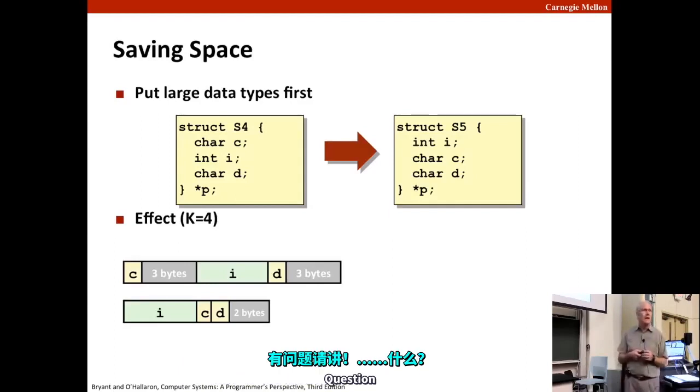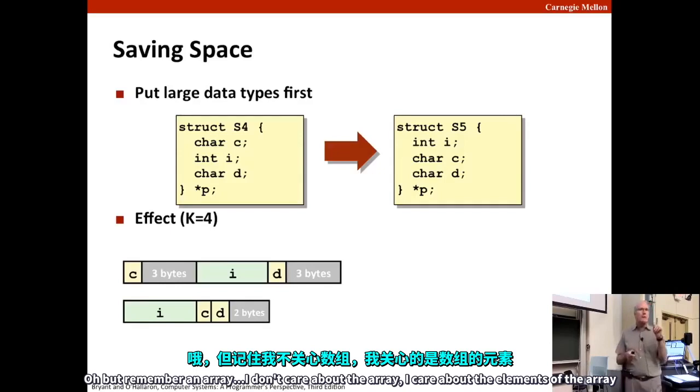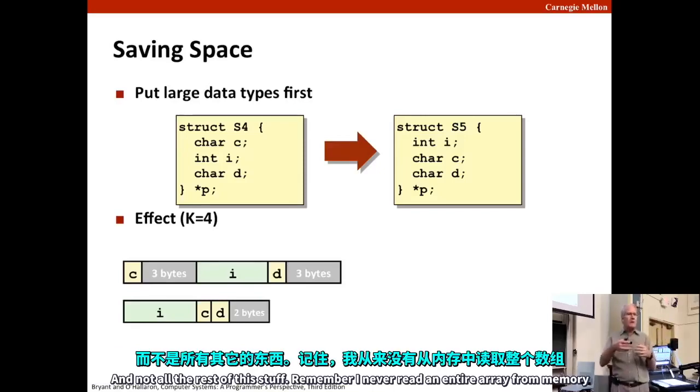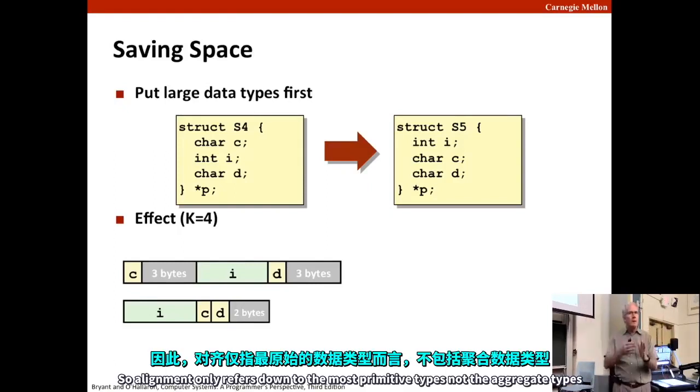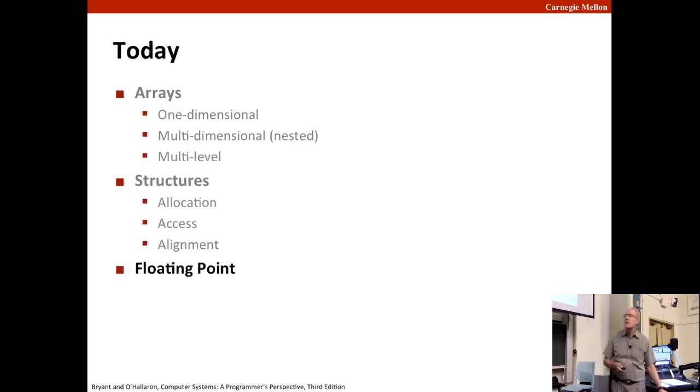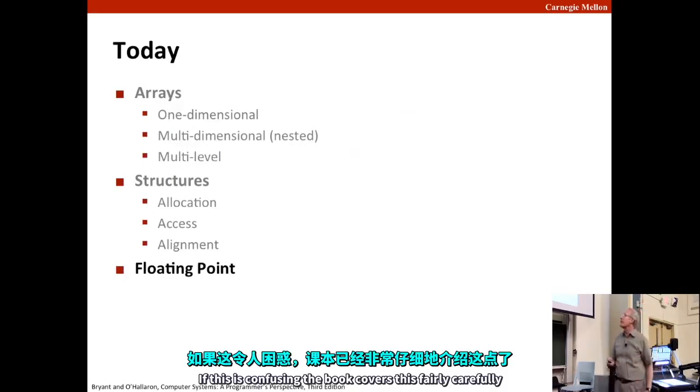Question? Why is that power of 2? In the case of having an array? Oh, but remember, I don't care about the array. I care about the elements of the array. Because it's only down at the lowest level that I'm accessing either a single int, a single double, or a pointer, and not all the rest of the stuff. Remember, I never read an entire array from memory. So alignment only refers down to the primitive types, not the aggregate types. If this is confusing, the book covers this fairly carefully.